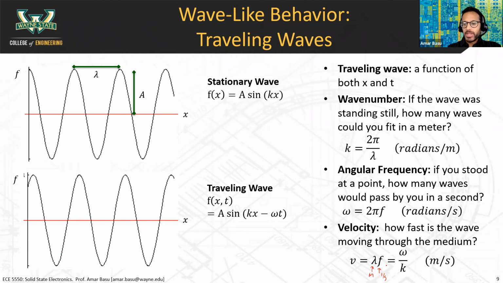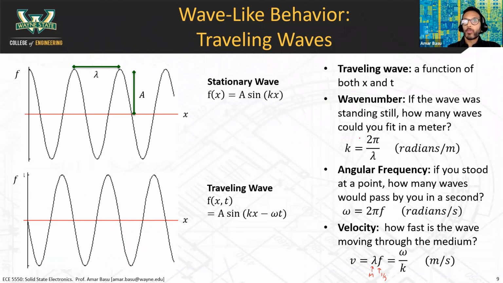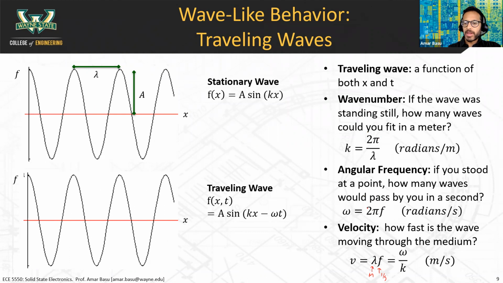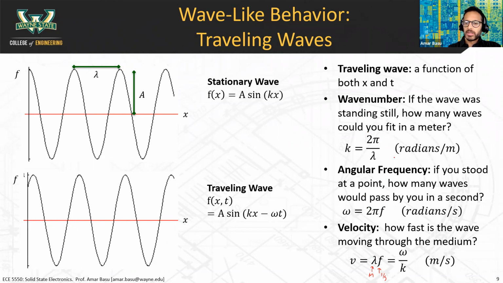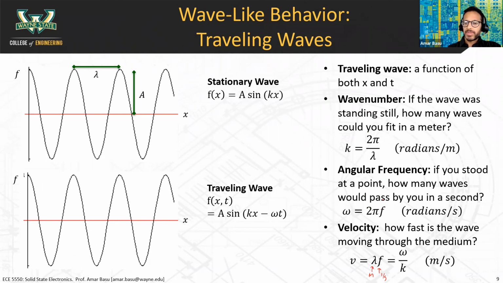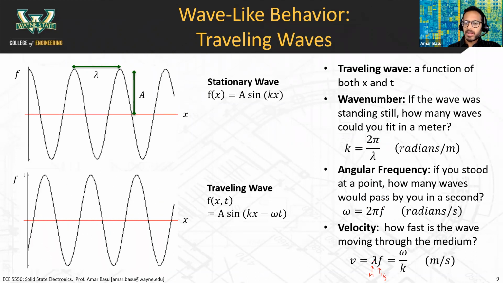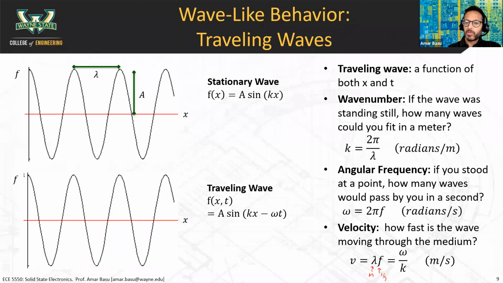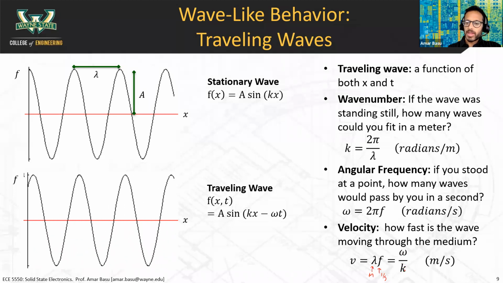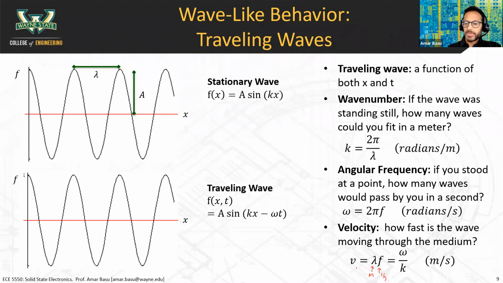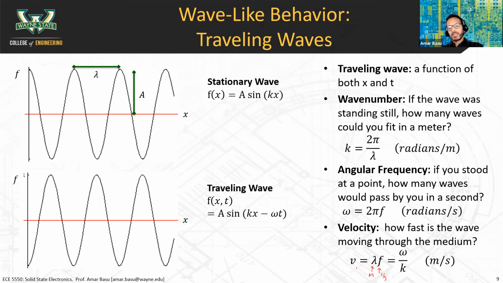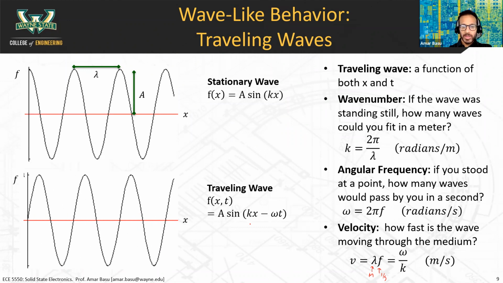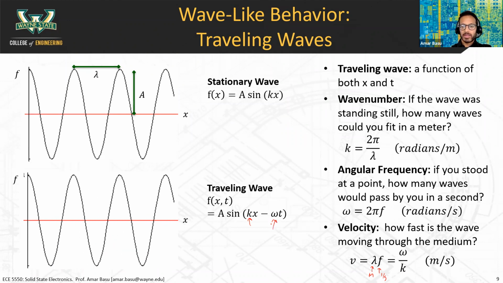Now, if we use our knowledge of wave number and angular frequency from these two equations up here, we can find that the velocity is equal to omega, the angular frequency, divided by the wave number. Omega over k is equal to the velocity. So we have a nice way of relating the velocity of a traveling wave just by looking at these two numbers in the equation. Velocity is equal to omega over k.